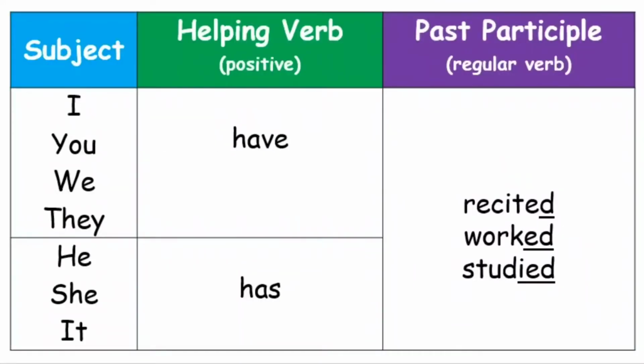As you see the table, we have subjects I, you, we, they, he, she, and it. Helping verb have and has. And in the third column, the past participle of regular verbs such as recited, worked, and studied. We call them regular verb because we just added the ed or ied on it.